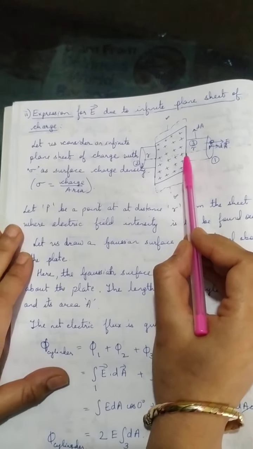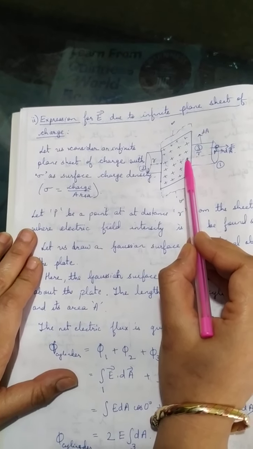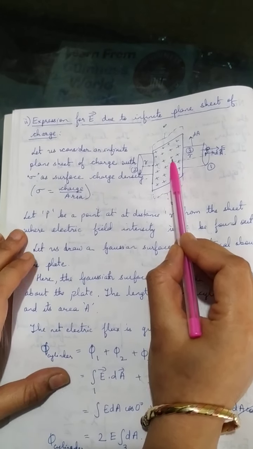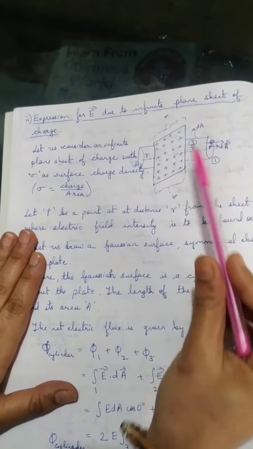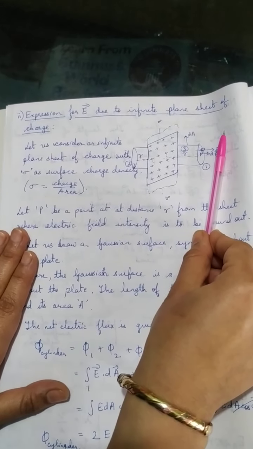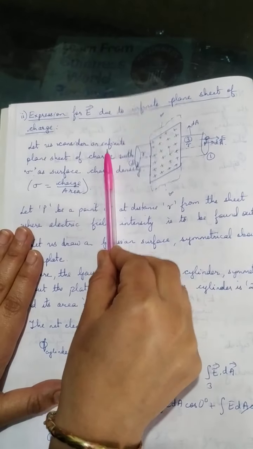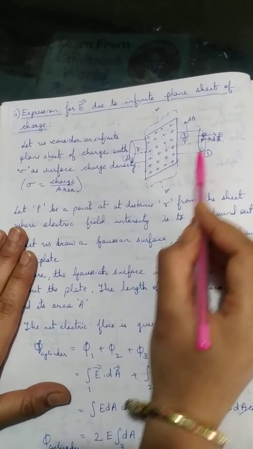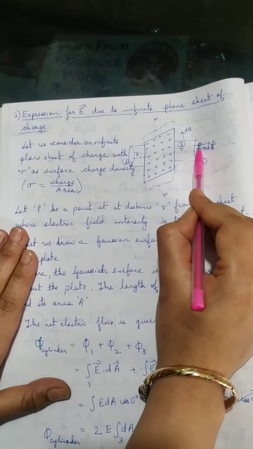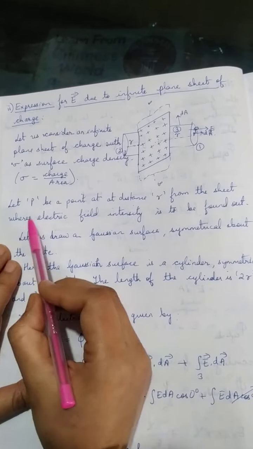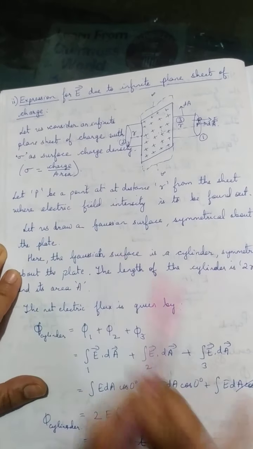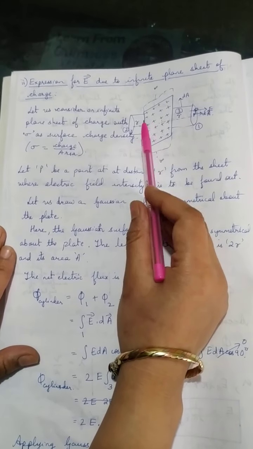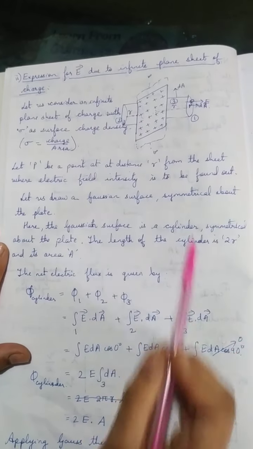Now, to construct a Gaussian surface here, we will have to take symmetry into consideration. So, we will take two cylinders, one towards the right side of the plane sheet of charge and one towards the left side of the plane sheet of charge, which will make it symmetric. Let us have a point P where we are supposed to calculate electric field intensity. Now, you have seen the Gaussian surface here again is a symmetric cylinder extending on both sides of the plane sheet of charge.